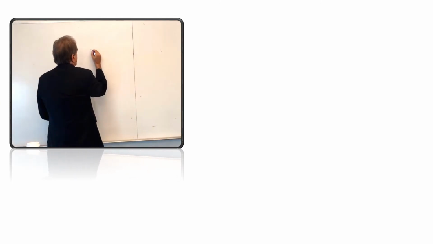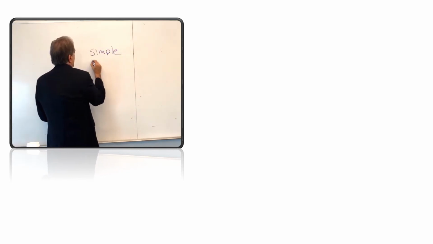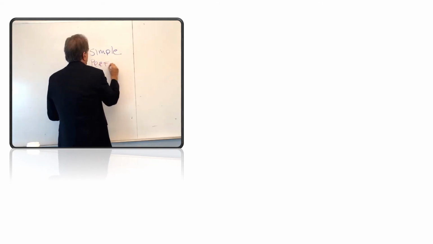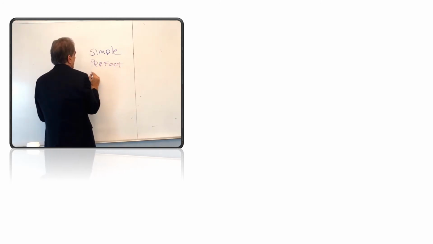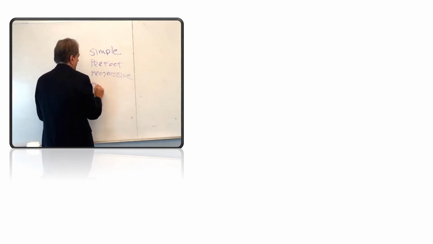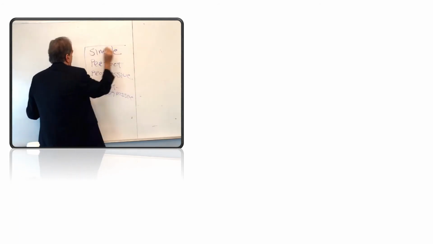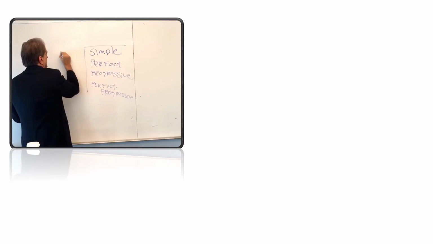We're going to start with simple. Then we're going to talk about perfect. These are different tenses. We're going to talk about progressive. And we want to talk about perfect progressive, the fourth one. Why are there 12? Well, these are 4. But we're going to create a database of past, present, and future.